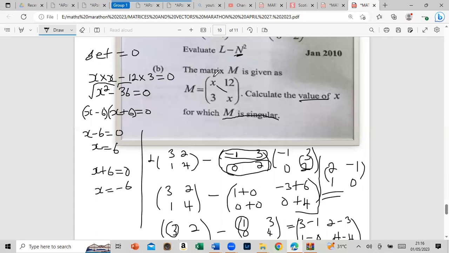So think about it, guys. If we have positive 6 and positive 6, that's 36, so it will be 36 minus 36, which gives us 0. Also, if it was negative 6 and negative 6, negative 6 times negative 6 is also going to give us positive 36, and then minus 36. So it's actually 2 values.